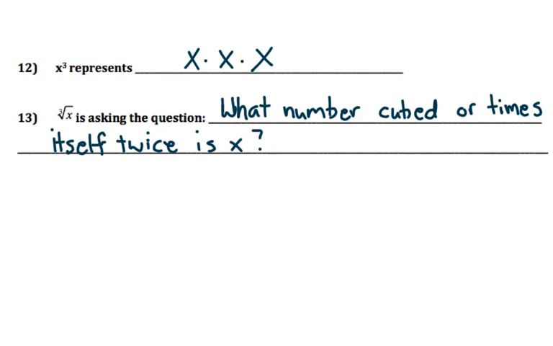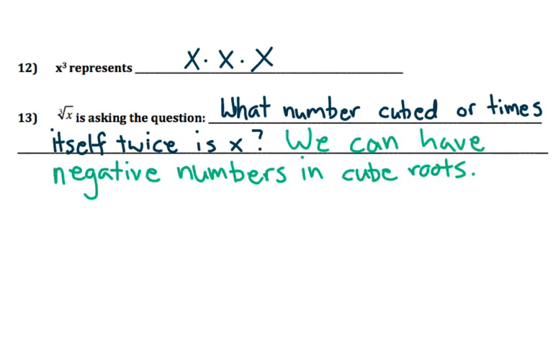With this example, we see that we can have negative numbers inside cube roots. So let's write this down on number 13. We can have negative numbers in cube roots. So make sure you have that down on your paper.